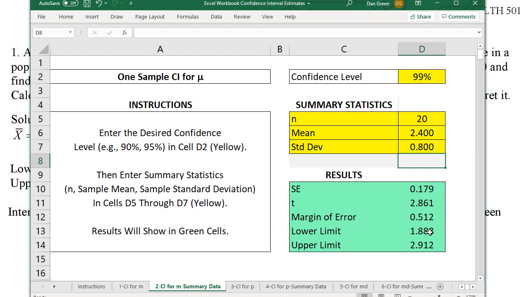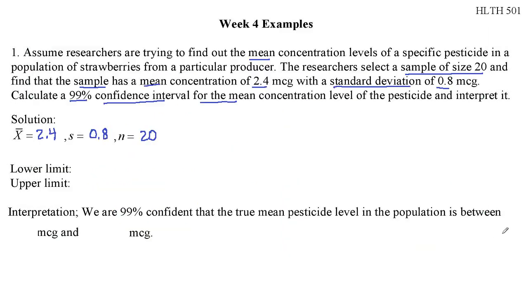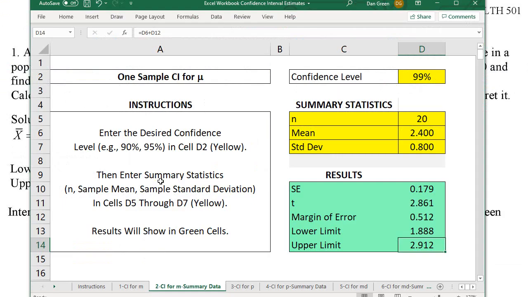We see that our lower limit right here is 1.888 and our upper limit is 2.912. So the lower limit, 1.888, and the upper limit, 2.912, and our margin of error 0.512, so that's the difference between the mean and either the lower limit or the upper limit, so that's the half width of the interval.